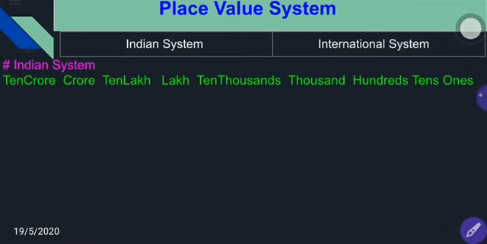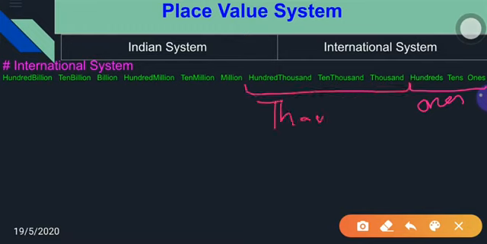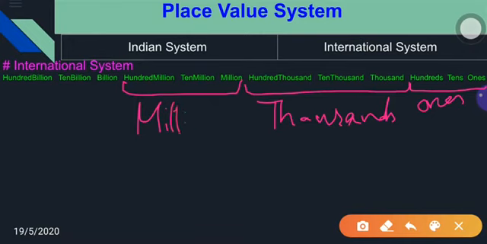Next is the international system. In the international system the sequence is ones, tens, hundreds, thousands, ten thousands, hundred thousands, million, ten million, hundred million, billion, ten billion, hundred billion. This is the ones period. After that, this is the thousands period. After that, million, ten million, hundred million is the millions period. After that, billion, ten billion, hundred billion is the billions period.